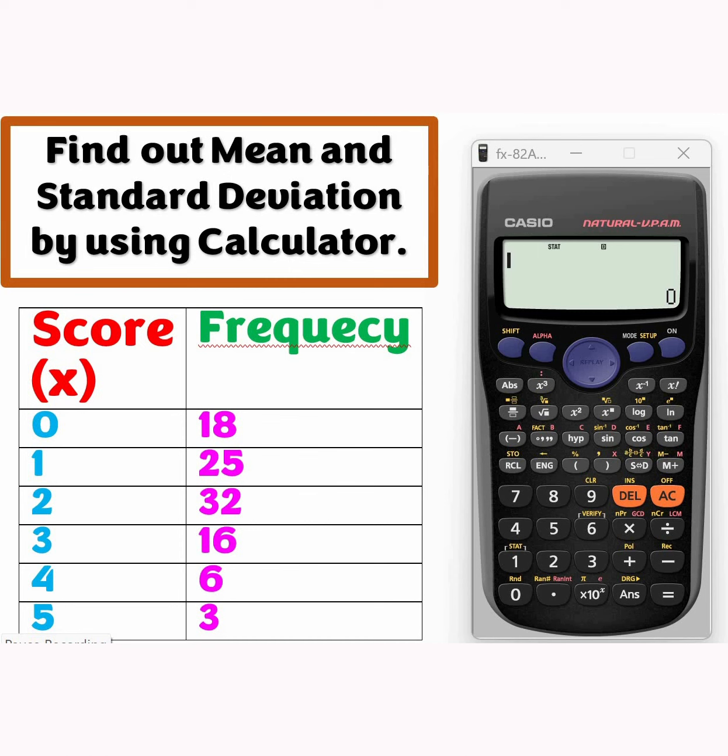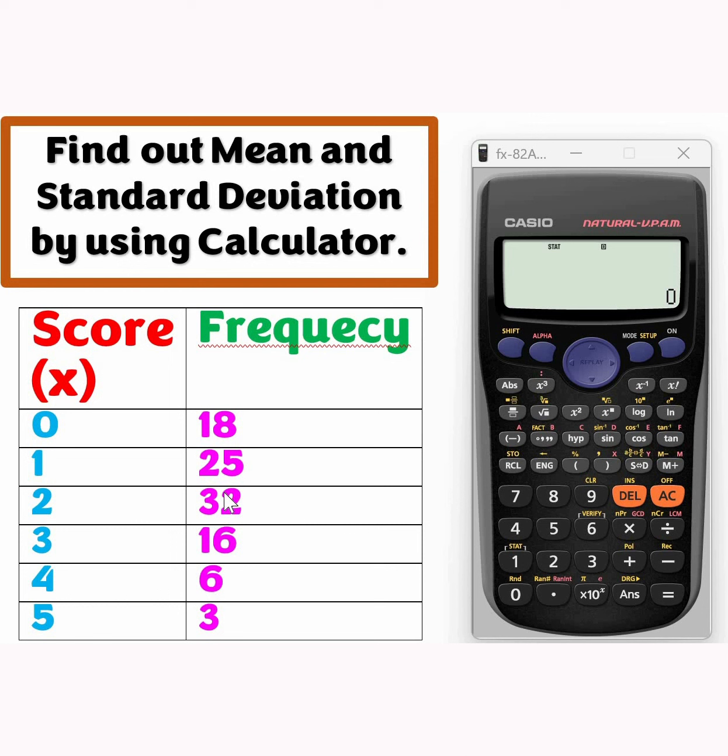Hi friends, in this video we will learn how to find out mean and standard deviation by using a calculator. For doing the same, I have created one set of data. I have put down here the survey of 100 families in which we found out how many kids they have. So there are 18 families with no kids, 25 families with 1 kid, 32 families with 2 kids, 16 families with 3 kids, 6 families with 4 kids, and 3 families with 5 kids. This is just the simple data set we have taken to find out the mean and standard deviation for.